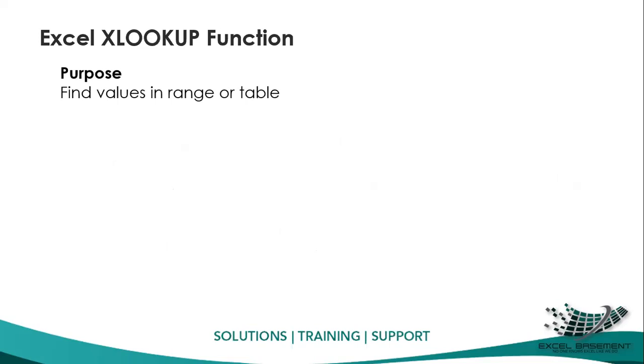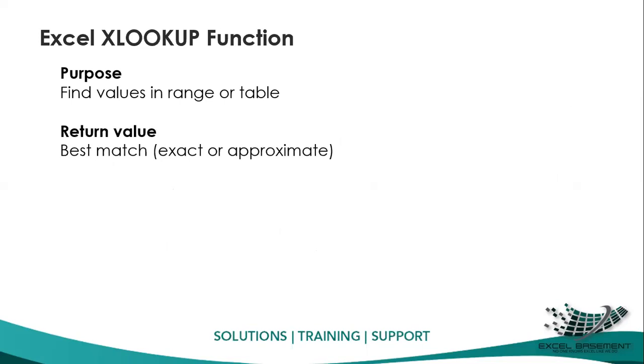Okay, then we will discuss the fundamental purpose of this XLOOKUP function. It basically finds values in a range or a table, just like the traditional functions do for us, such as VLOOKUP or HLOOKUP or INDEX MATCH. So the purpose is the same. Then we have the return value. So the return value will be either an exact match or an approximate match.